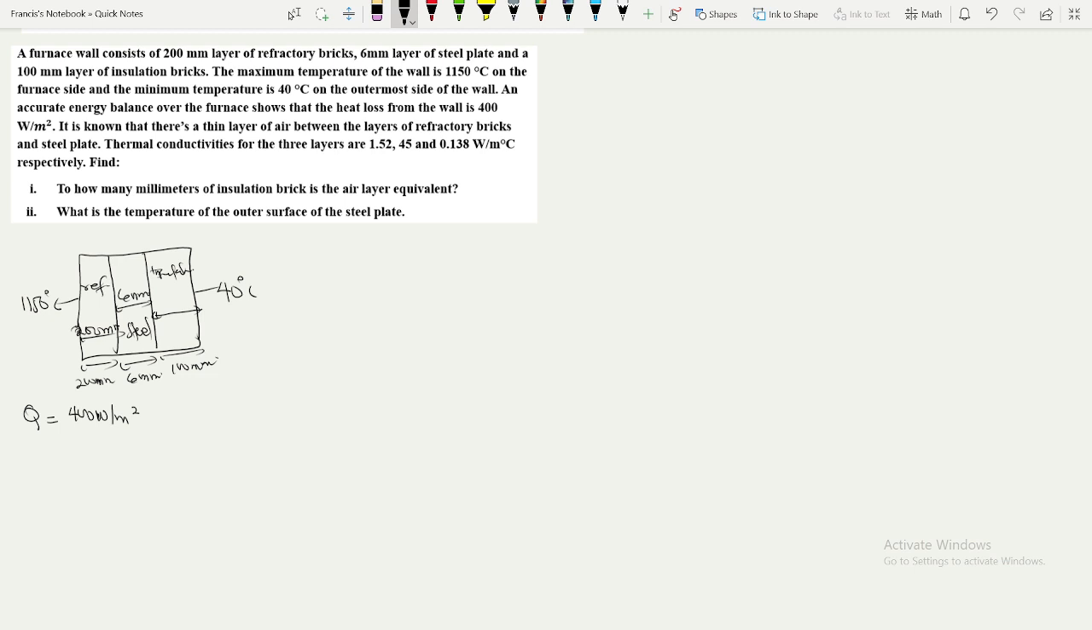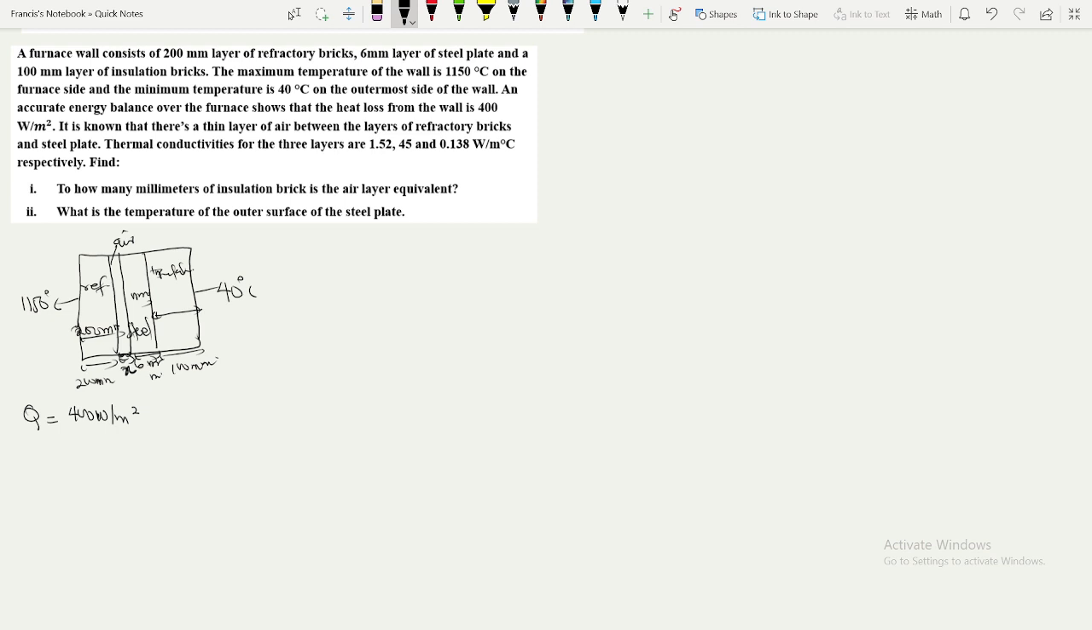It is known that there is a thin layer of air between the layers of refractory bricks and the steel plate. So between this and this, because these are refractory bricks, and then the steel plate, there is a thin layer of air between them, right? So it means that our steel here is now this part, and now this part is our air. We don't know the thickness of the air, right? So let's call it X.